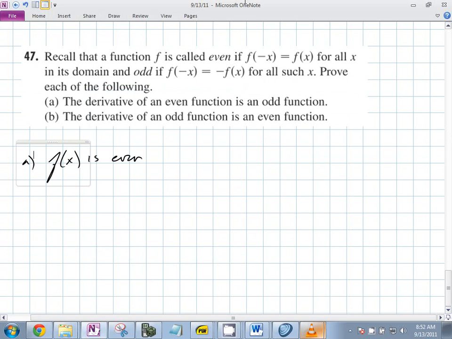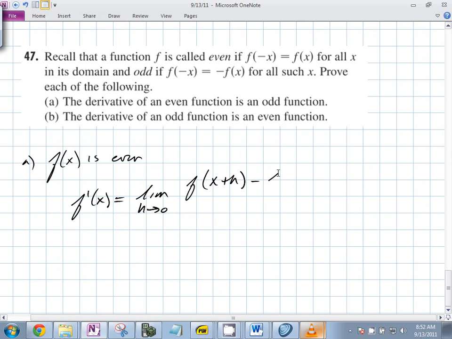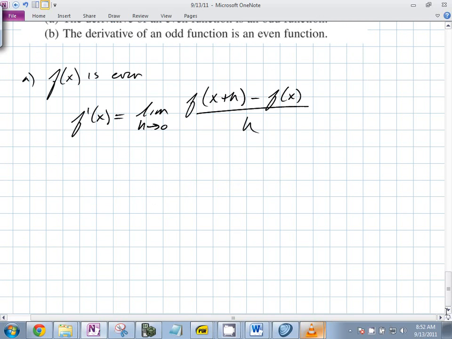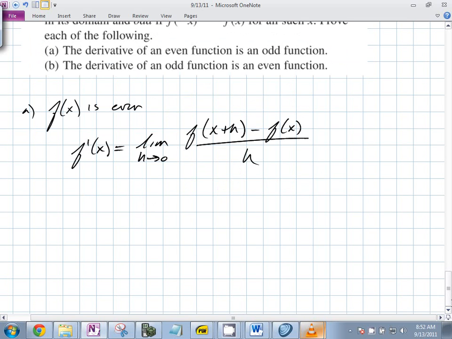So f of x is even. What's the derivative? f prime of x is equal to the limit as h goes to 0 of f of x plus h minus f of x all over h. Okay? What next? What's the only other thing you can do at this point?